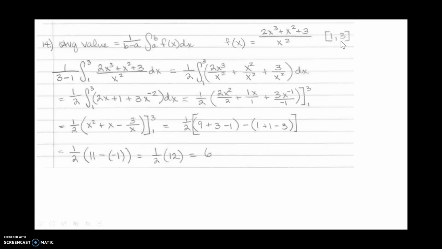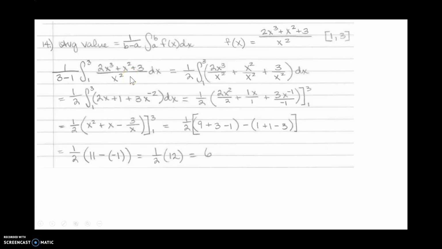So let's start with 1 over b minus a. That would be 1 over 3 minus 1. So 1 over 3 minus 1 is going to give us 1/2. So whatever value we get from this definite integral, we're going to multiply it by 1/2. Okay, so now let's evaluate our definite integral.